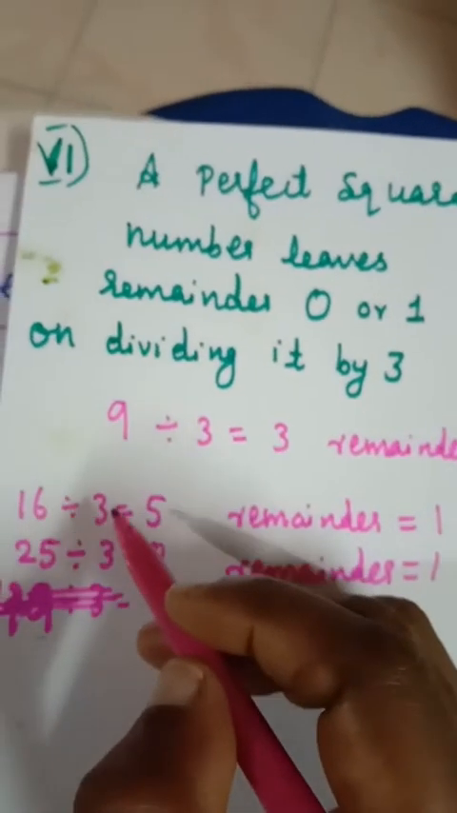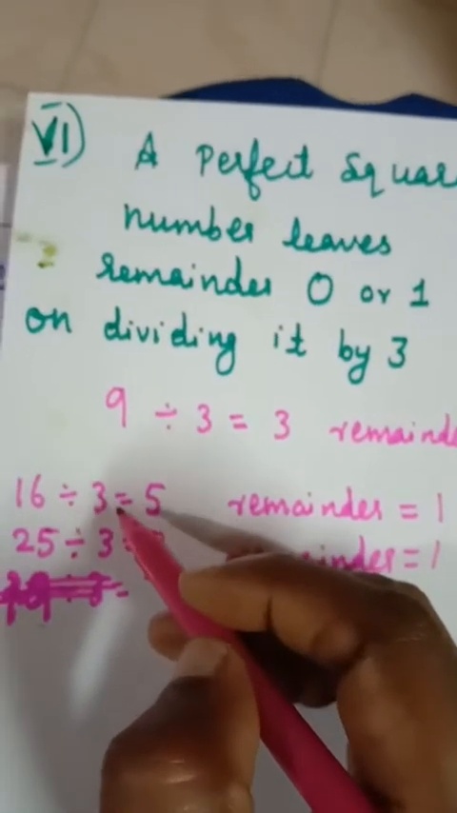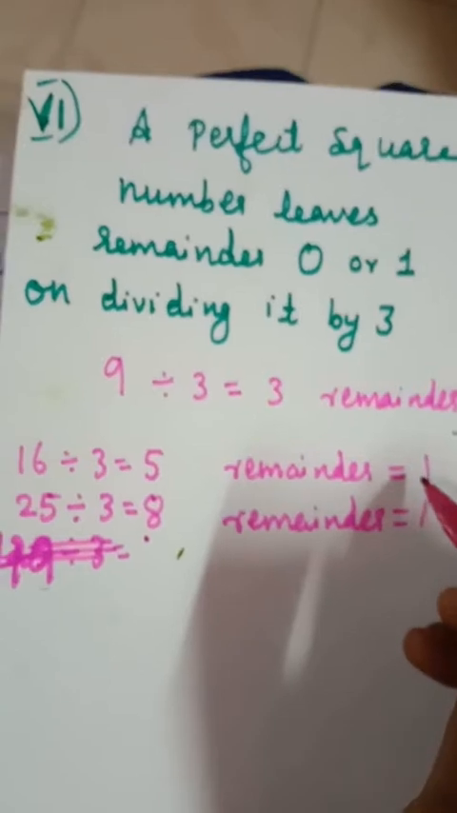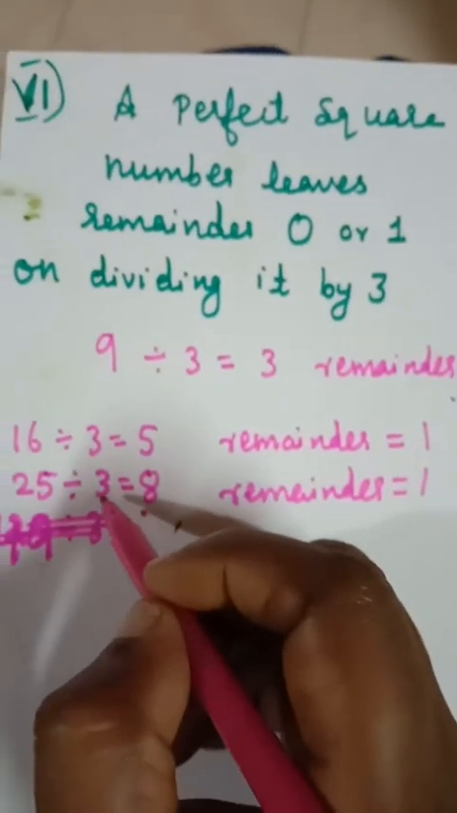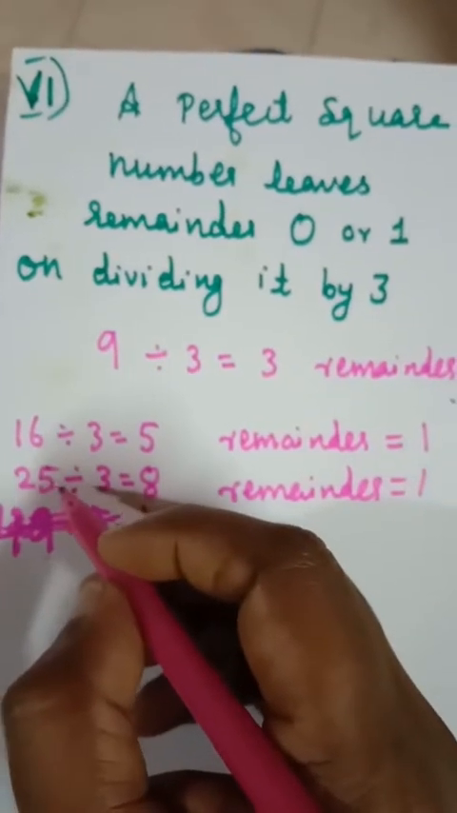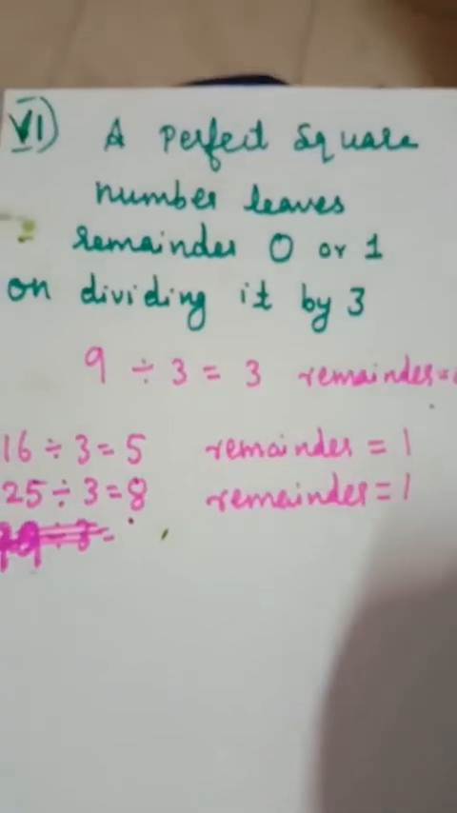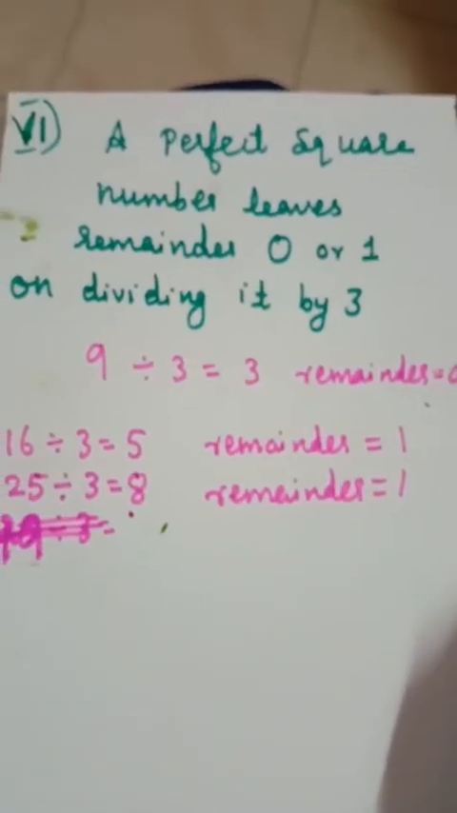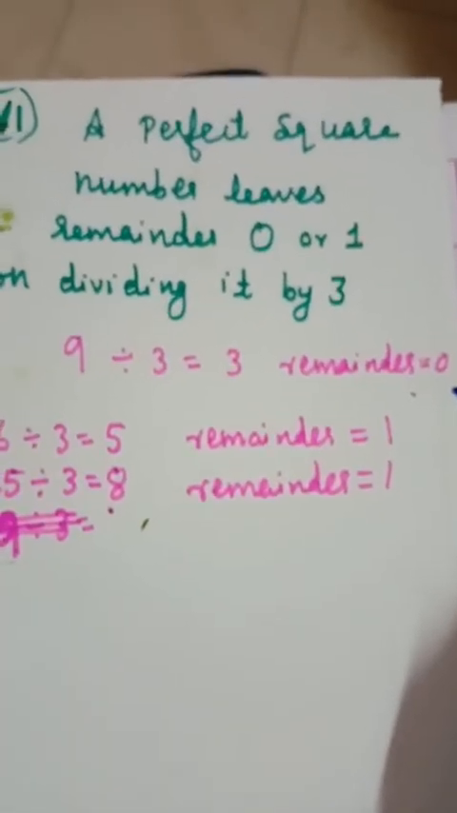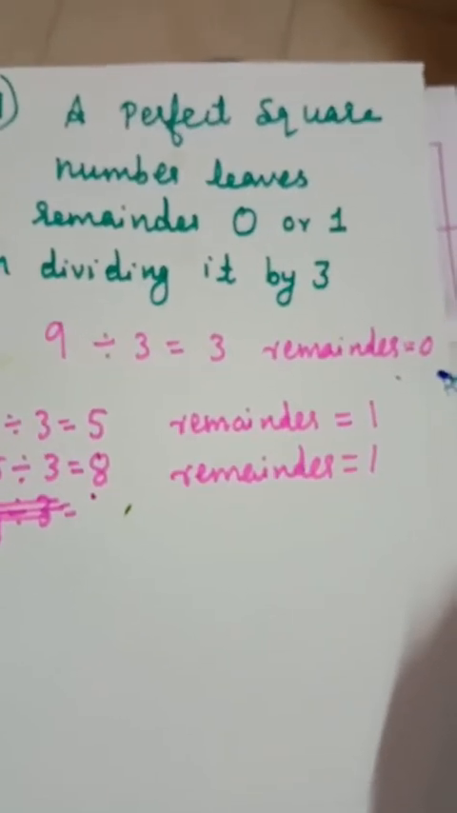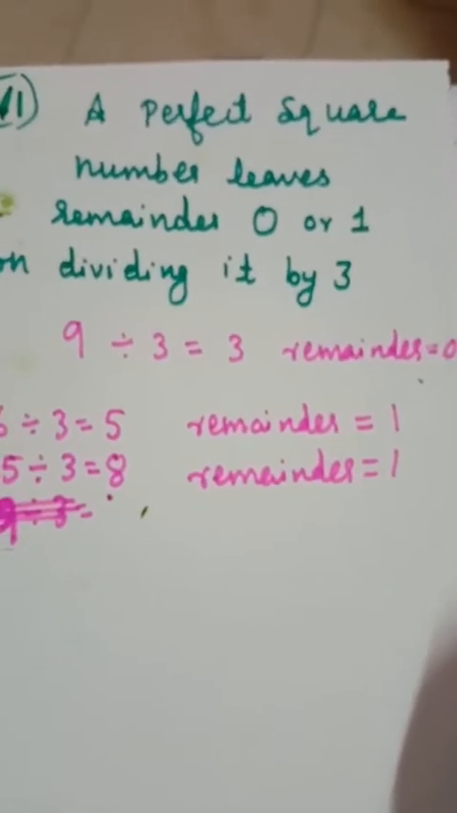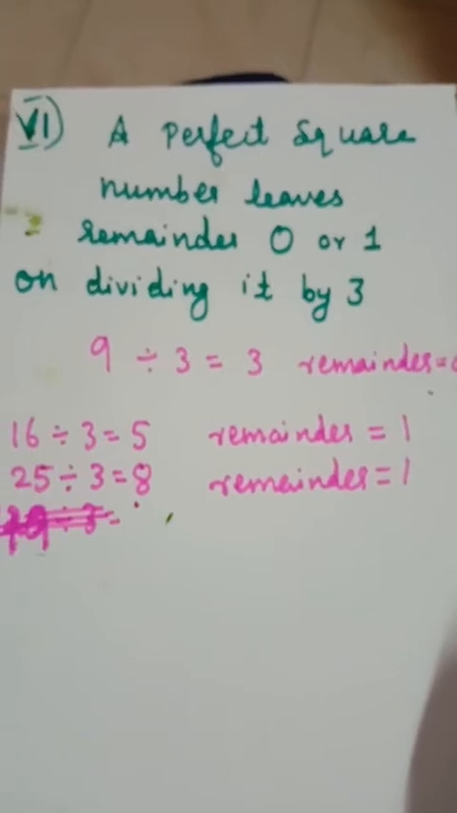Now 16 divided by 3. 5 threes are 15, and 15 plus 1 is 16, so the remainder is 1. And 25 divided by 3: 8 threes are 24, and 24 plus 1 is 25, so the remainder is 1. So a perfect square number leaves remainder 0 or 1 on dividing by 3. Clear?